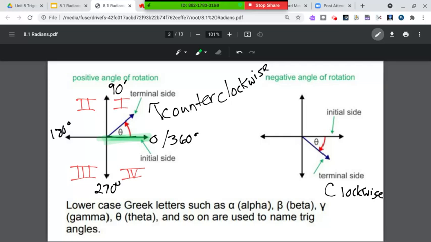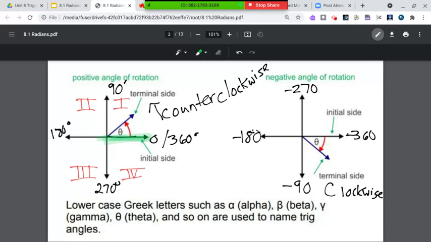Okay? Your quadrants still remain the same. Your quadrants still remain 1, 2, 3, 4 on the coordinate plane, except we're going negative 90, negative 180, negative 270, and then of course negative 360. Right? You're going clockwise around.